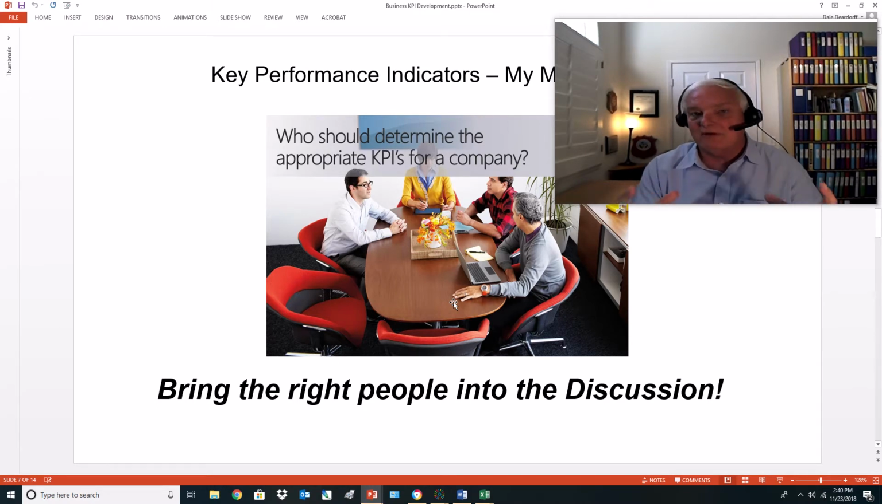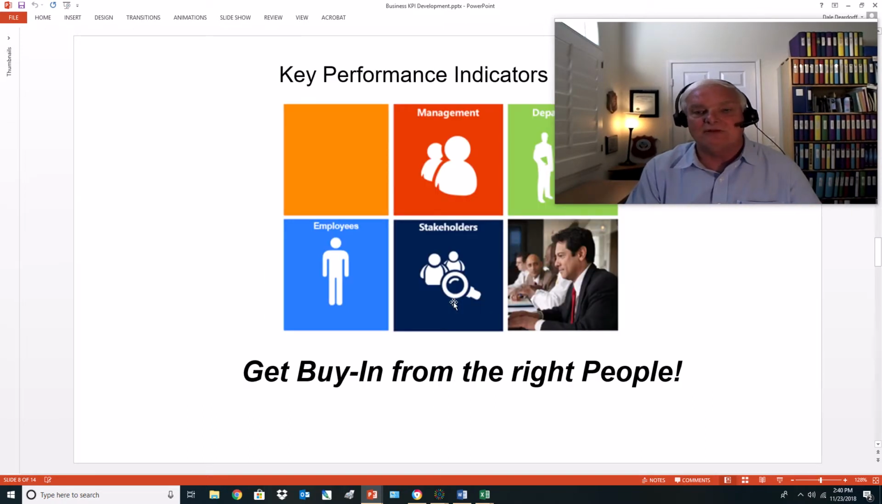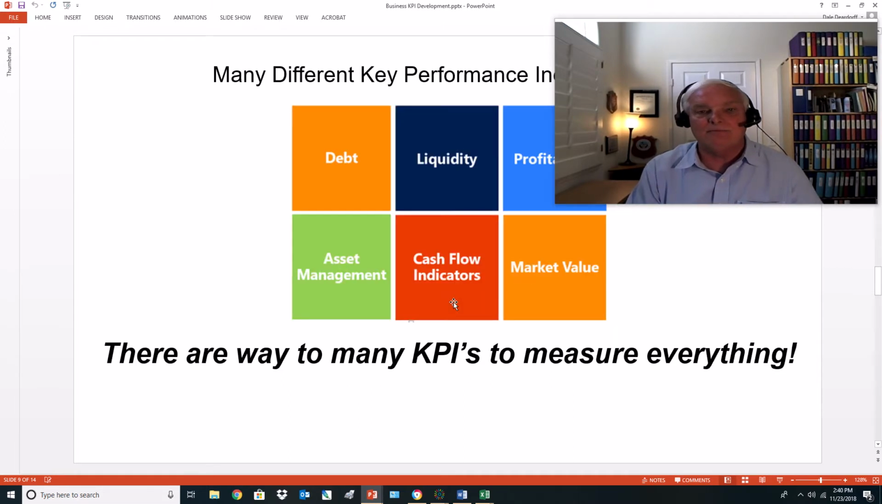So make sure everybody on the team is involved, but if you're putting together KPIs, remember that the people that are impacted by the KPIs, the people that get told, "Hey, I'm going to measure you against this," need to be involved in that conversation. You need to get buy-in from the right people.